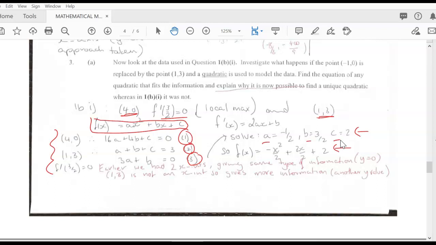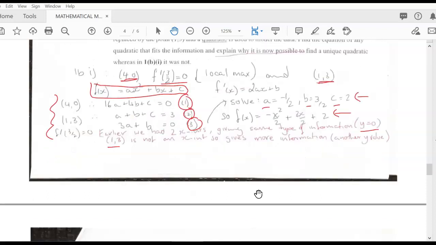All right, so your explanation as to why it's now possible. Earlier we had 2 x-intercepts giving the same type of information. That is what happens when y is equal to 0. 1, 3 is not an x-intercept, so it gives more information. It gives another y value. I guess we know the quadratic had to go through those x-intercepts, but we didn't know what the rest of it looked like. So having 1, 3 on the curve just helped us see what shape it is going to take.